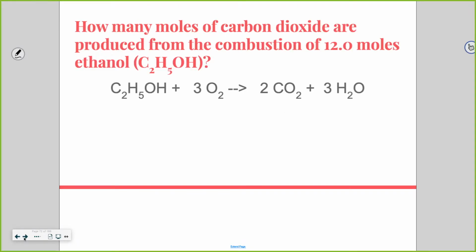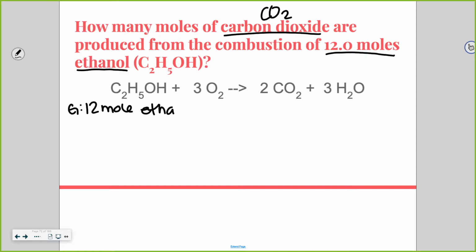So let's look at this. For example, how many moles of carbon dioxide, CO2, are produced from the combustion of 12 moles of ethanol? Here's where our nuns really matter. Number, unit, name. What did they give me? 12 moles of ethanol. And I want to find what? Moles of CO2, carbon dioxide. Good job. Notice, if I don't keep my names there, I don't know what substances it is, then I don't know what coefficients to look for.